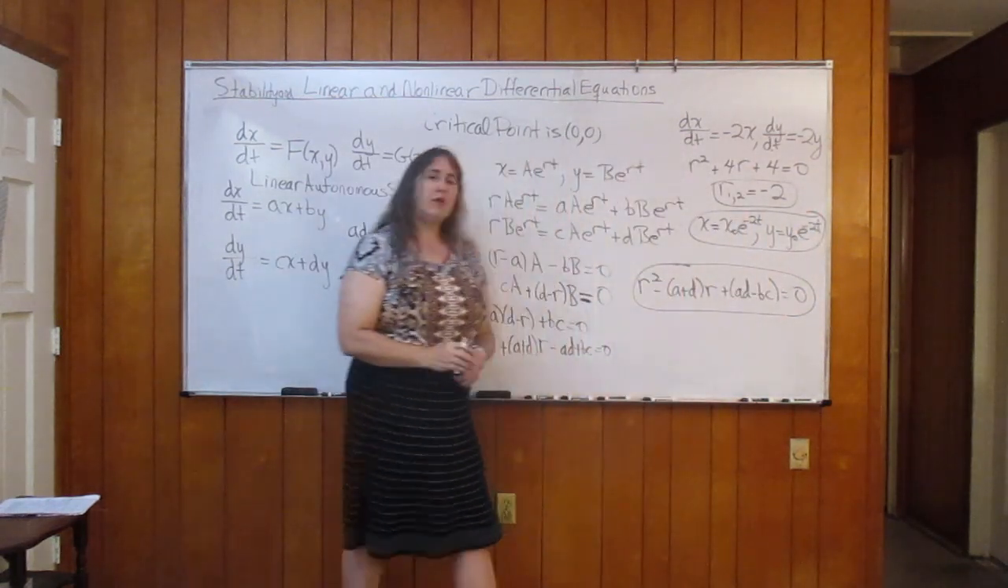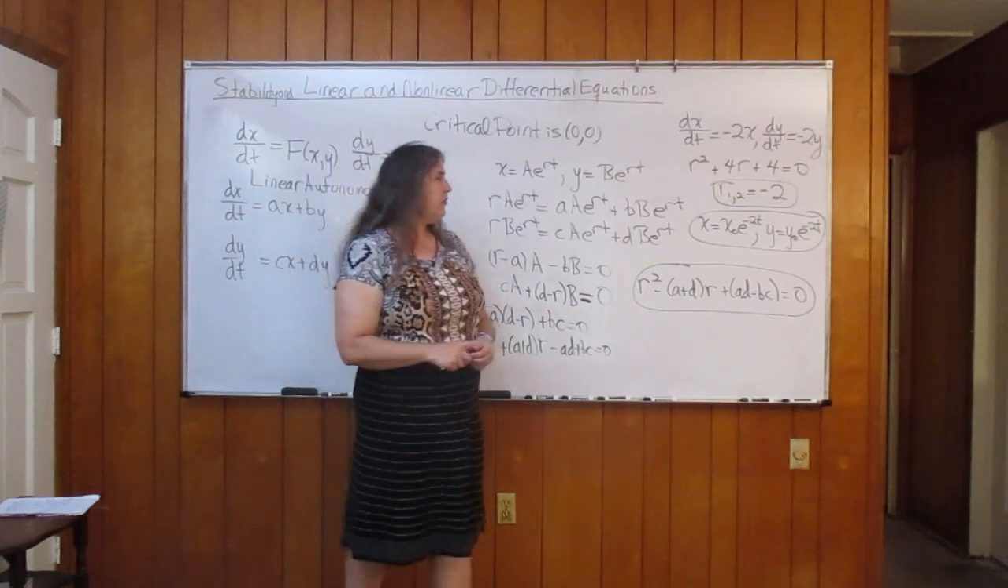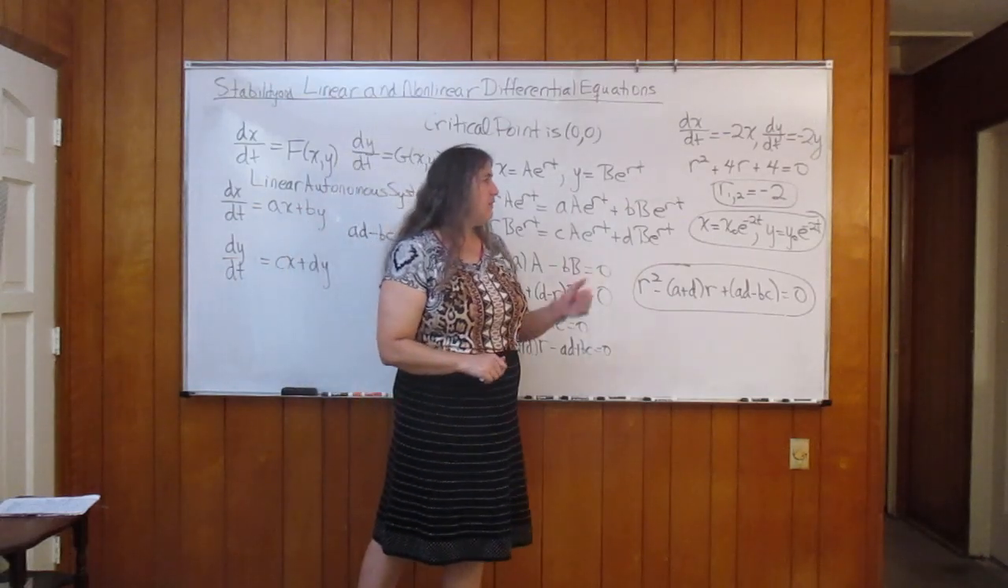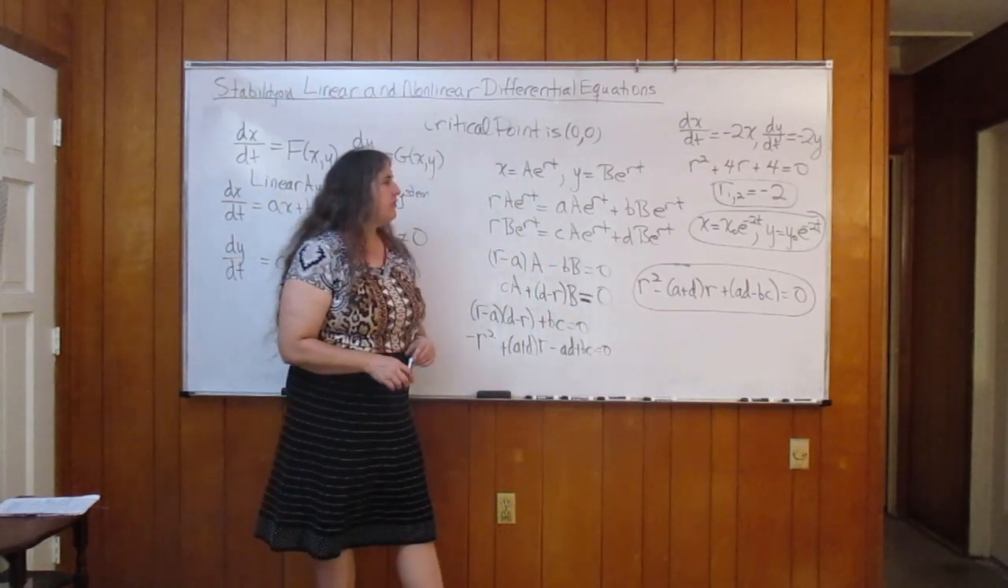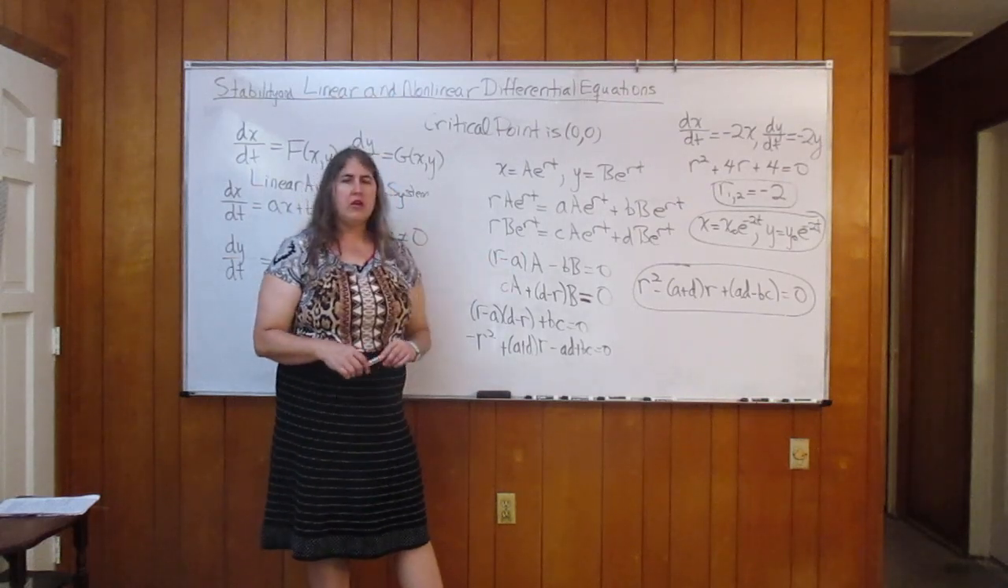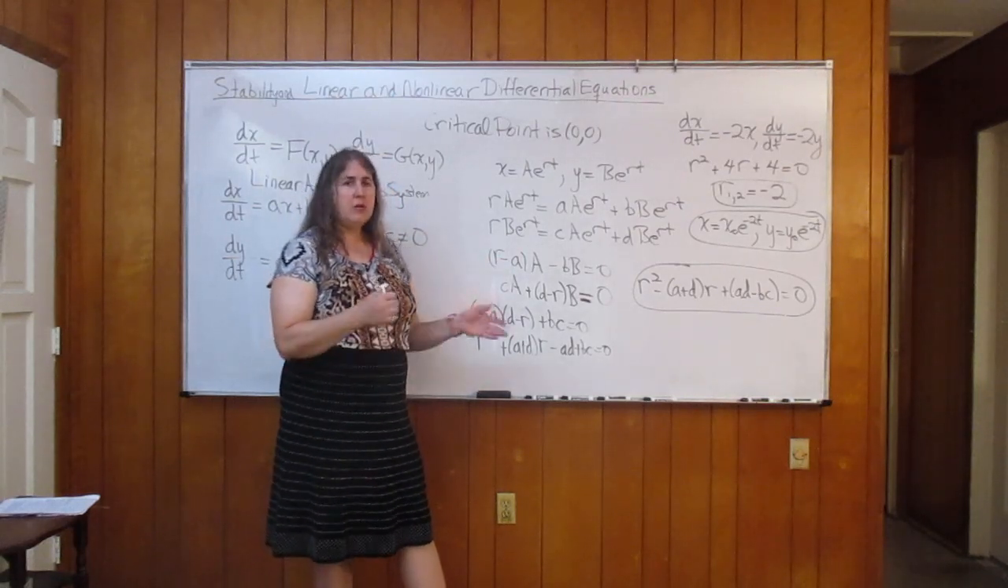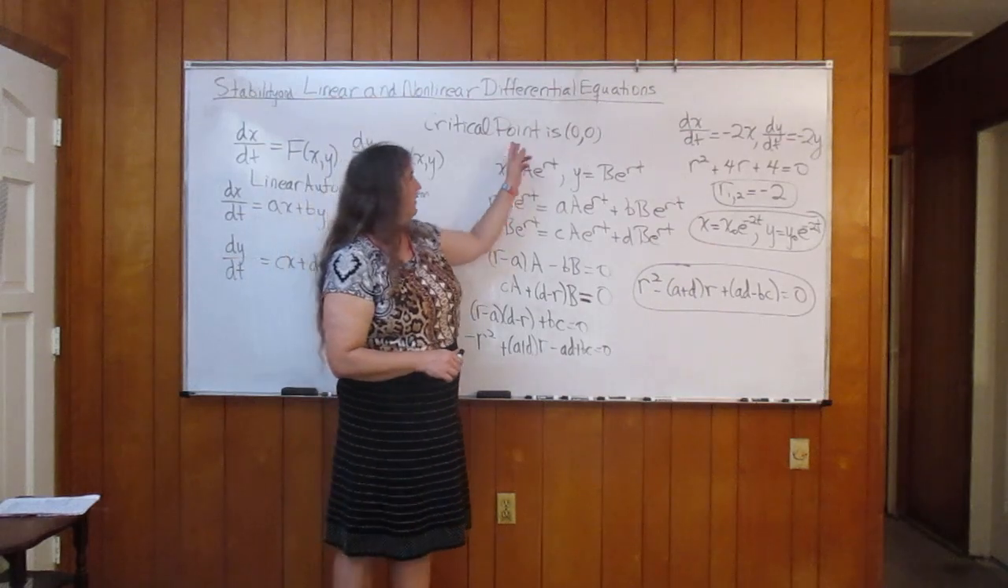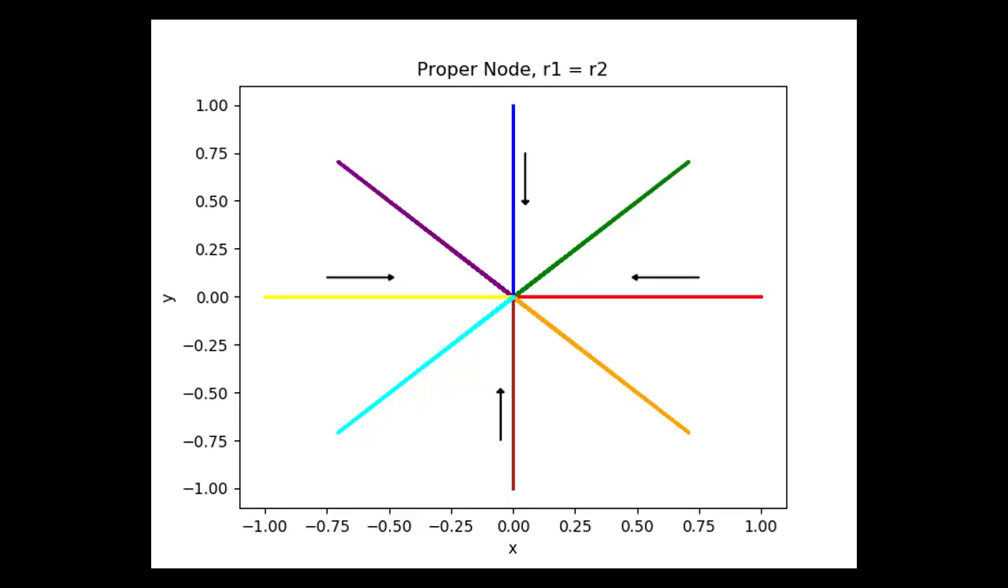Two solutions are x is equal to x naught times e to the minus 2t, and y is equal to y naught times e to the minus 2t. Let's go ahead and plot those out on a phase plane to see what kind of a critical point 0, 0 is. A trajectory that starts at some point follows a straight line towards the critical point. This kind of critical point is called a proper node, and the system is asymptotically stable.